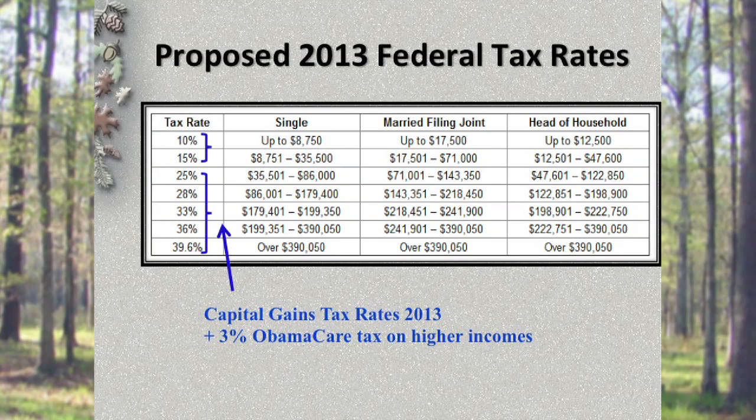Here are the proposed 2013 tax rates. We don't know what's going to happen in 2013. You know, now it's October. We don't know what's going to happen in January, but this is what it is right now. We're looking at a 10% tax rate as the minimum for the lower income tax brackets and 20% for the higher income tax brackets. And then once you get somewhere around that $250,000, Obamacare adds another 3% of Medicare tax onto capital gains. So some forest landowners may look at a 23% tax rate in 2013 unless things change.